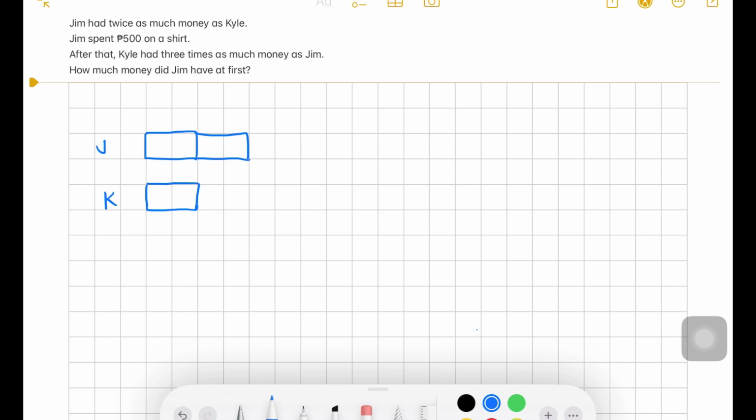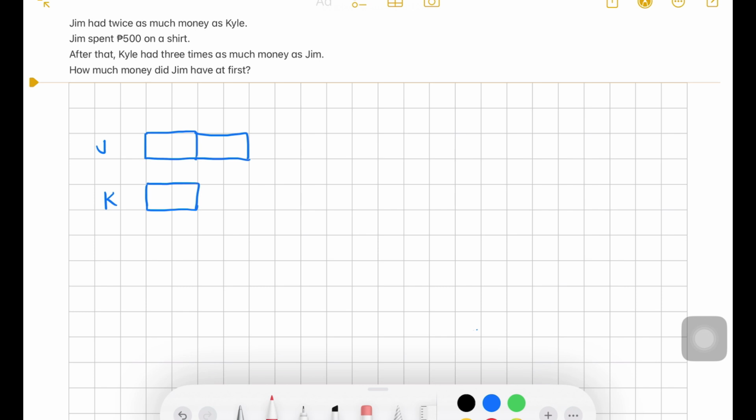Okay. And then after that, Kyle had 3 times as much money as Jim. Okay. So after spending the 500, Jim's money became less than Kyle's. Okay. So let's try to visualize that further. In this case, I think it's easier for us to visualize if we will only have a single model, not the before and after anymore, but rather I'll work on this single model. So Kyle's money became thrice. So let's try to do that here.